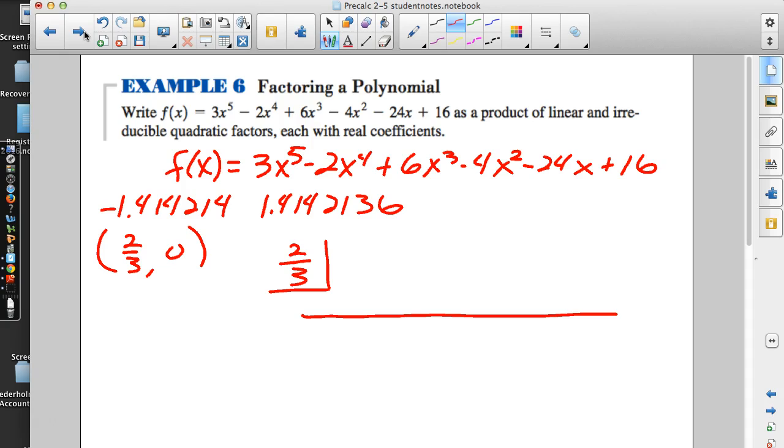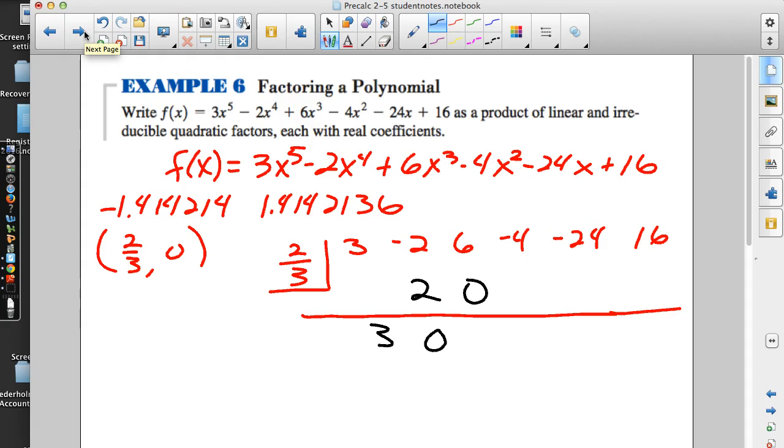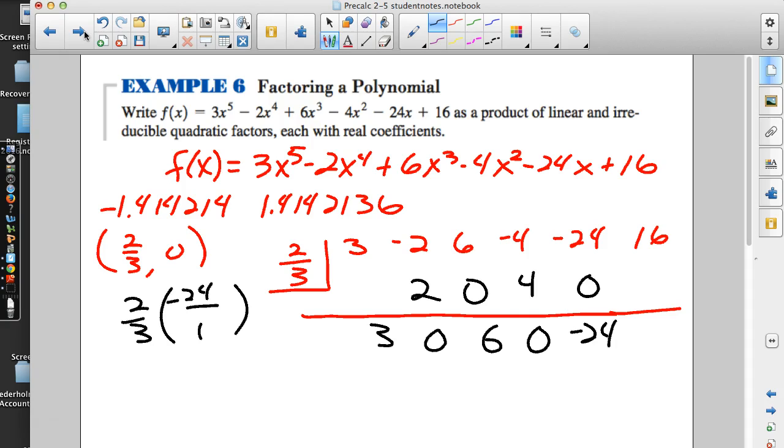Okay, so we've got 3, negative 2, 6, negative 4, negative 24, and a 16. Boom. 3 times 2/3 is 2. Oh, I like that one. 4. 6 times 2/3 is 4. Oh, I like that one too. Negative 16. Exactly. 2/3 times, if you're doing it in your head, all you have to do is look at it and go, wait a minute, 3 will go in there 8 times, 2 times negative 8, negative 16.